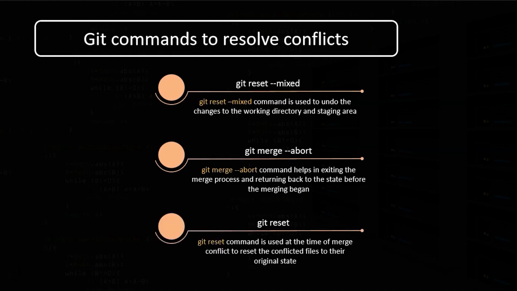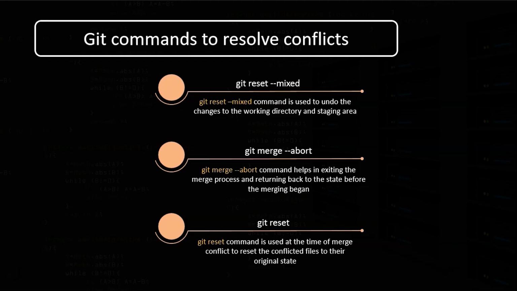And the last one is Git Reset. The Git Reset command is used at the time of merge conflicts to reset the conflicted file, so that we can go back to the previous situation, the state before the merge activity was started. Git Reset will help me reset all the files in the conflicted area, and the latest files will be checked out and will replace them.